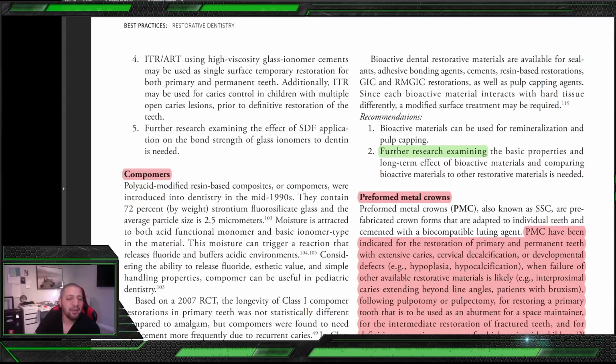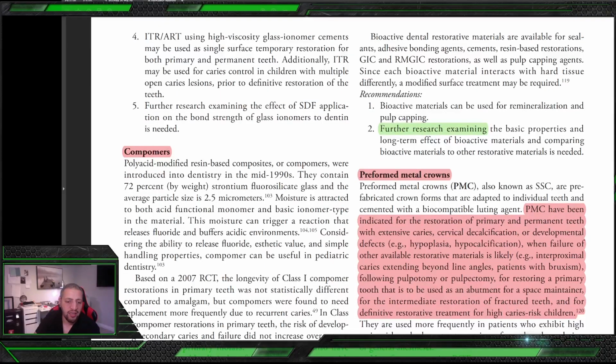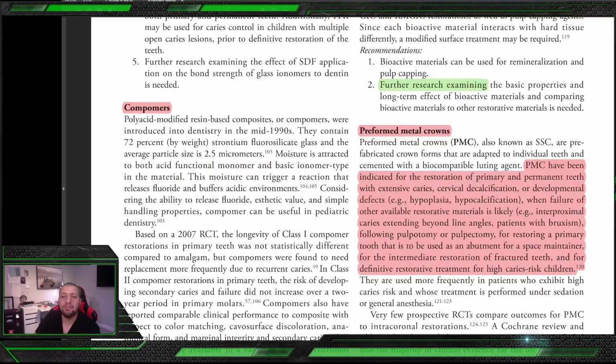Compomers, this is like a mix between composite and glass ionomer again. Nothing here to be mentioned. Further research examining should be done to speak about it. So just discard this one.